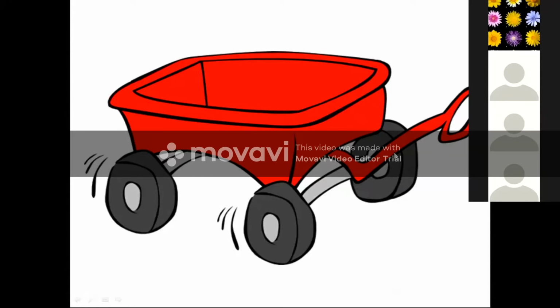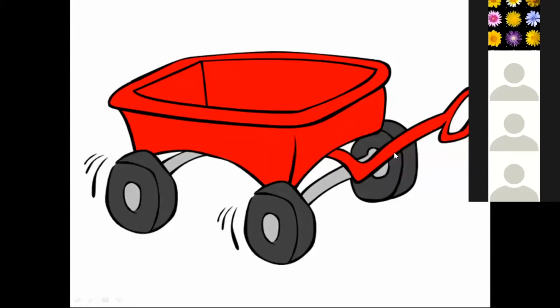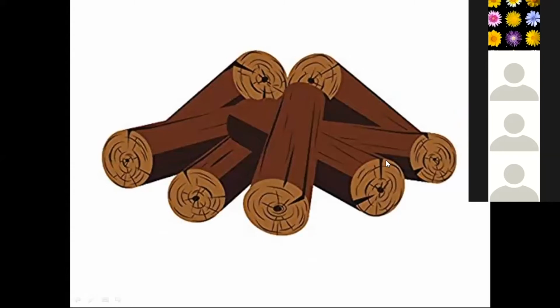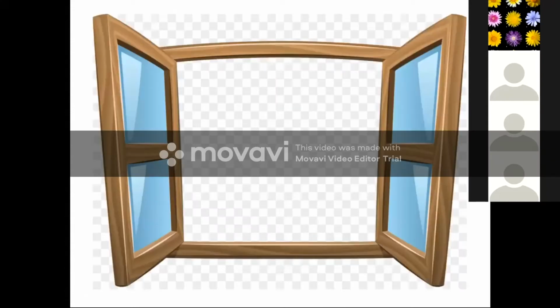Tell me what is the sound of letter W. Wa. Excellent. Okay. Tell me what this picture is. What is this? Wood. Wood. Excellent. And what is this?